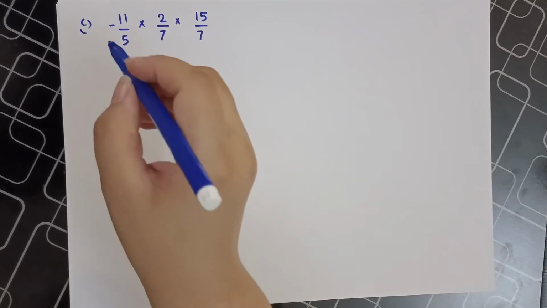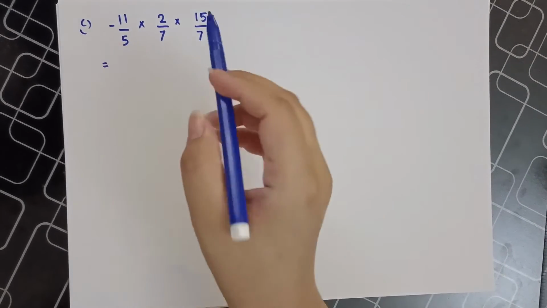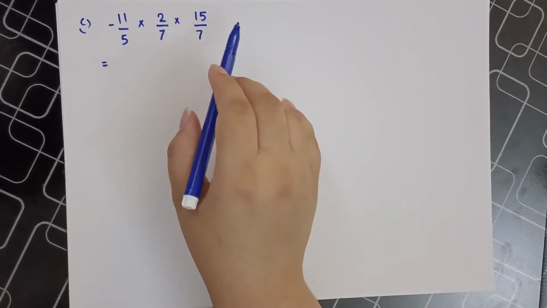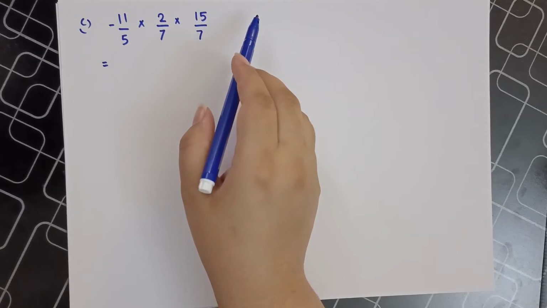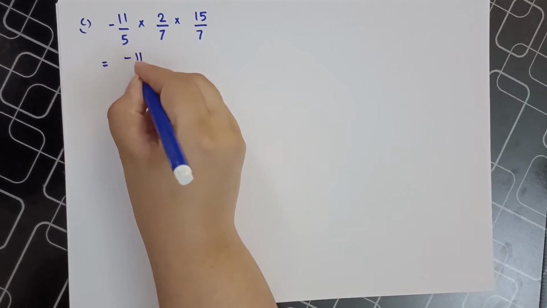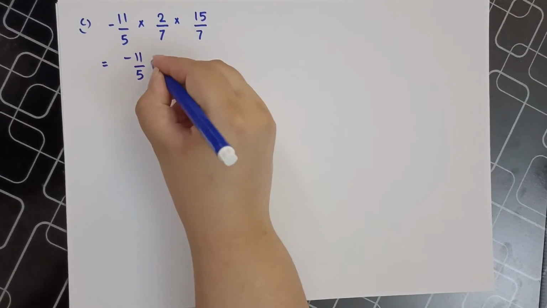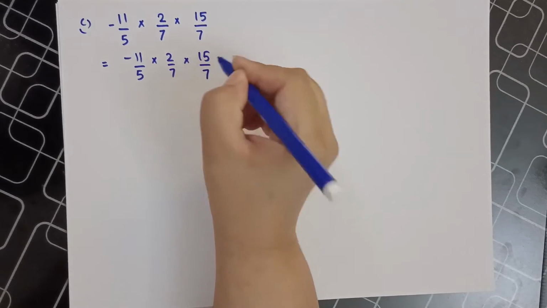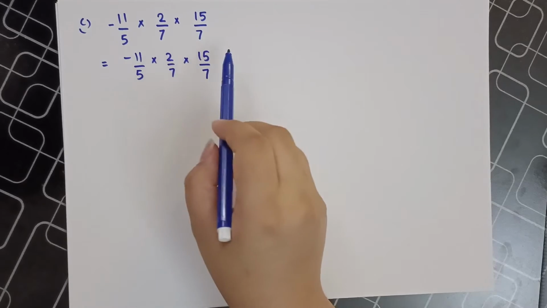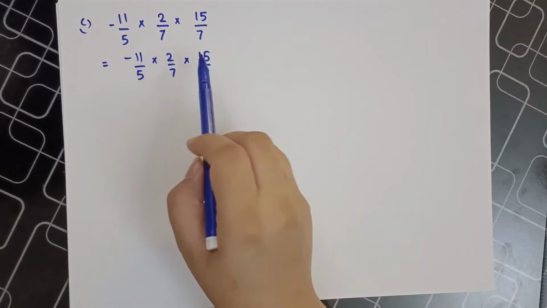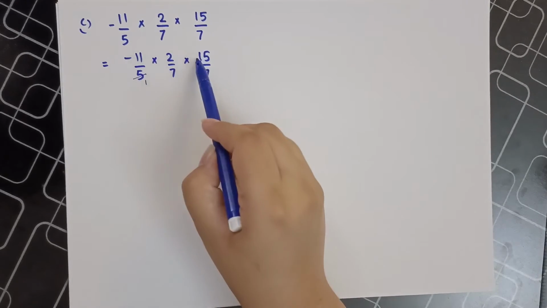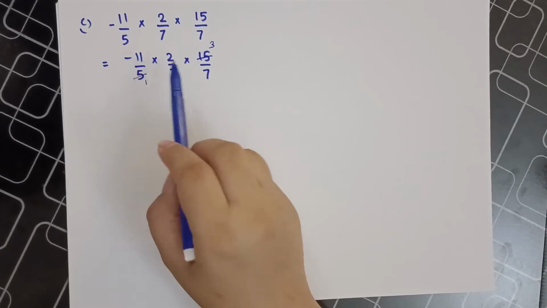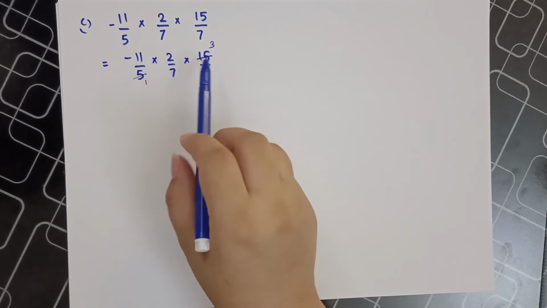Now, first of all, we're going to look if there's any cancellation that is happening, right? So we're going to write the fraction as it is. Now see, is there any cancellation happening? Yes, 5 and 15 can cancel. 5 ones are 5, 5 threes are 15. Is there any other cancellation that can happen?